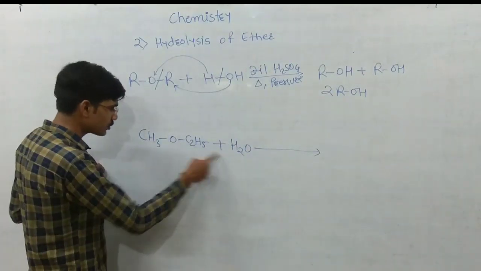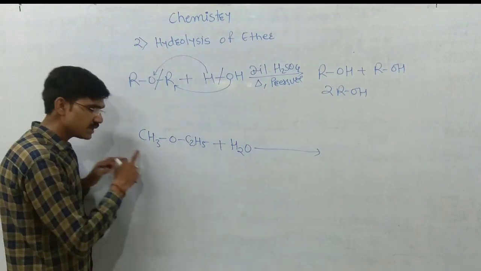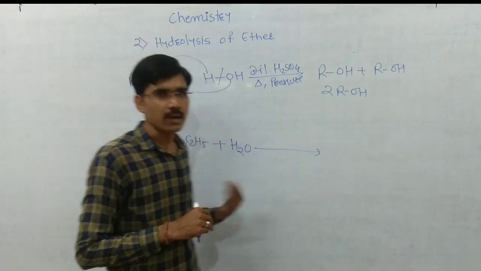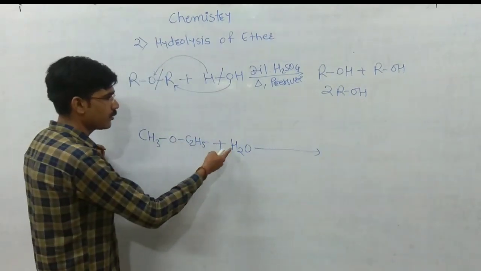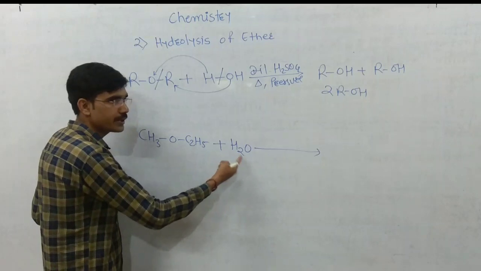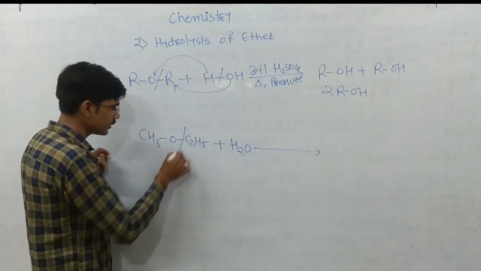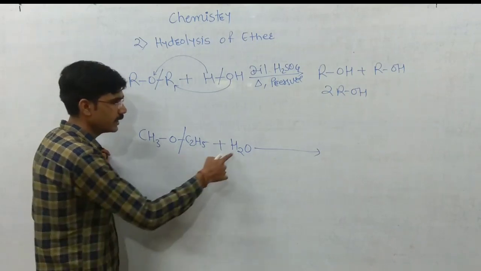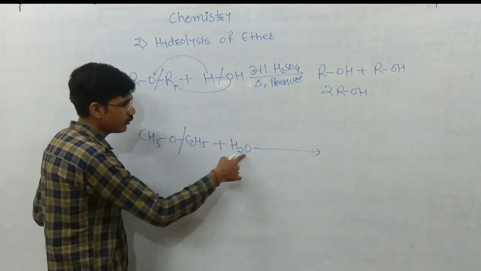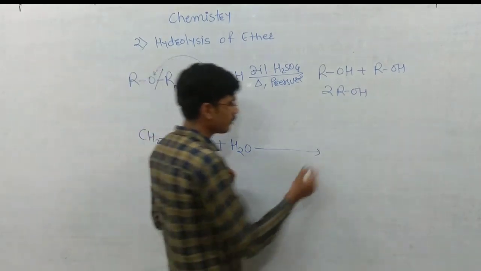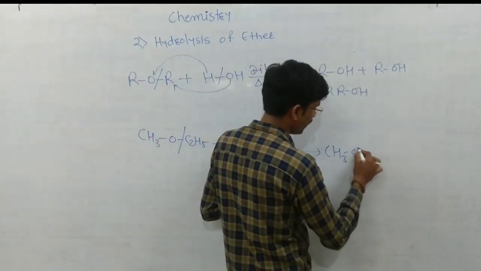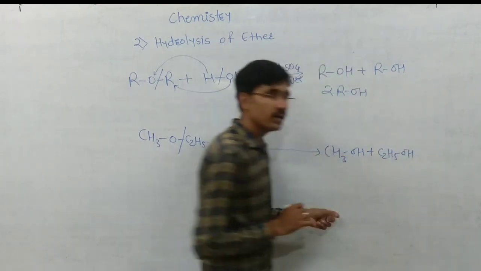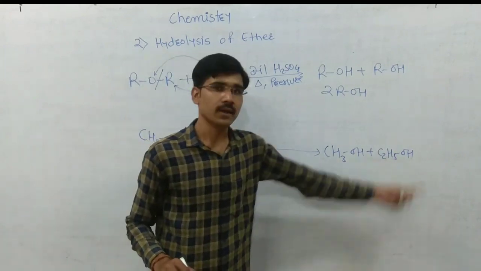Which product? Either CH3 or C2H5 breaks from the oxygen, any one group. Then hydrogen is added on oxygen and the OH group is added on the second group. Suppose we break the compound between CH3O and C2H5. Then hydrogen is added on oxygen and the OH group is added on C2H5. We are getting the product CH3OH plus C2H5OH. Clear? We are getting methyl alcohol and ethyl alcohol.